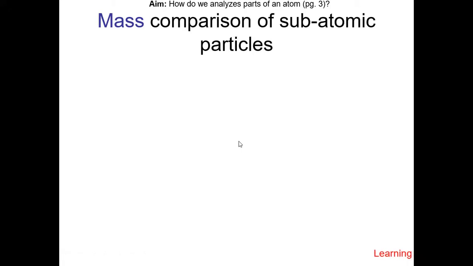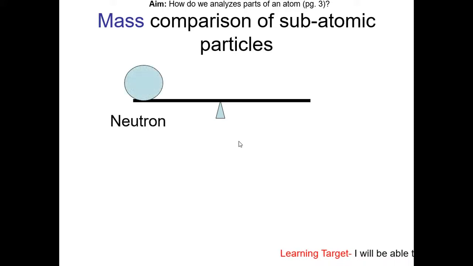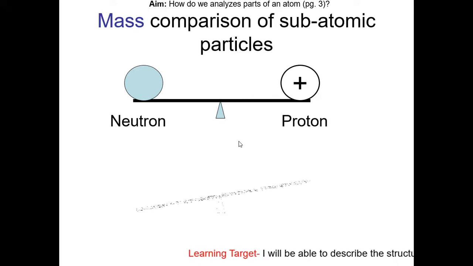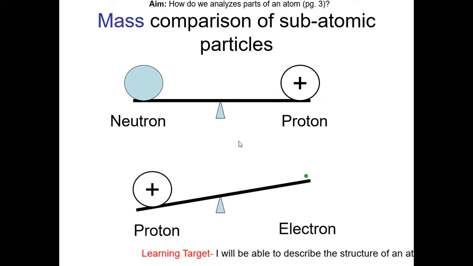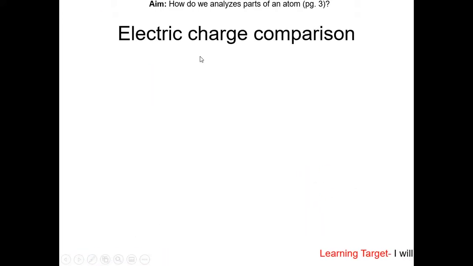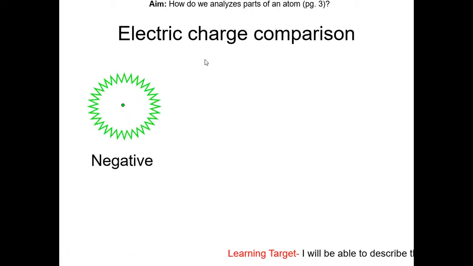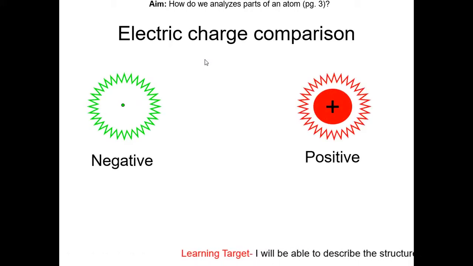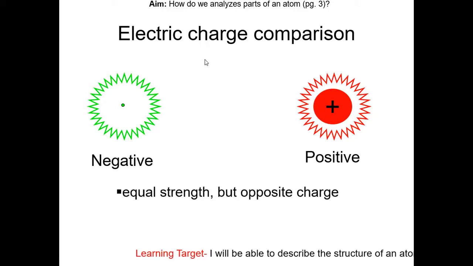Now we're going to do some mass comparisons of subatomic particles just to give you an idea. We know a neutron and a proton have equal mass, so it's going to be balanced. But if you have a proton and an electron, the proton weighs a lot more than an electron. Now we have to compare the strength of the charges. An electron is negatively charged, a proton is positively charged. They have the same strength. Even though the electron is much smaller than the proton, they have equal strength, but opposite charge, okay?